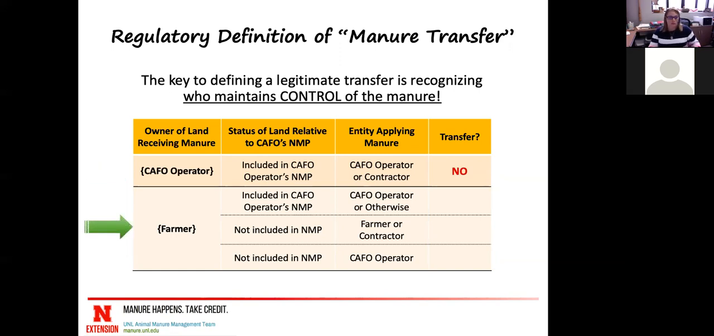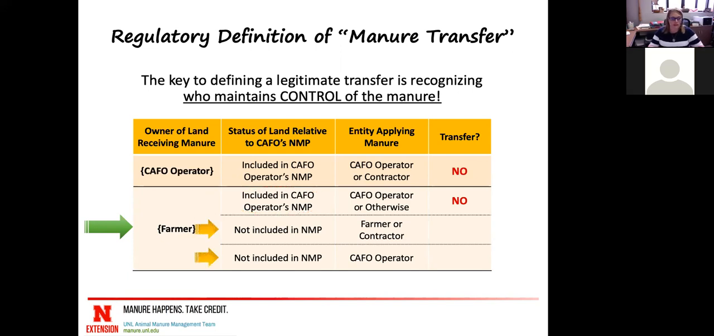So in all of these other situations, the person who owns the land where that manure is being applied is the farmer. So it's the farmer with crops that's not associated with the livestock operation. That farmer may own the land and have a spreading agreement with the CAFO operator, in which case the CAFO operator has that land in their nutrient management plan already. And so the CAFO operator is determining how and when and where and how much manure is applied to that land. So if that's the case, this would not be a transfer. Again, it's leaving the farm where it was produced, but it's not leaving the control of the CAFO operator.